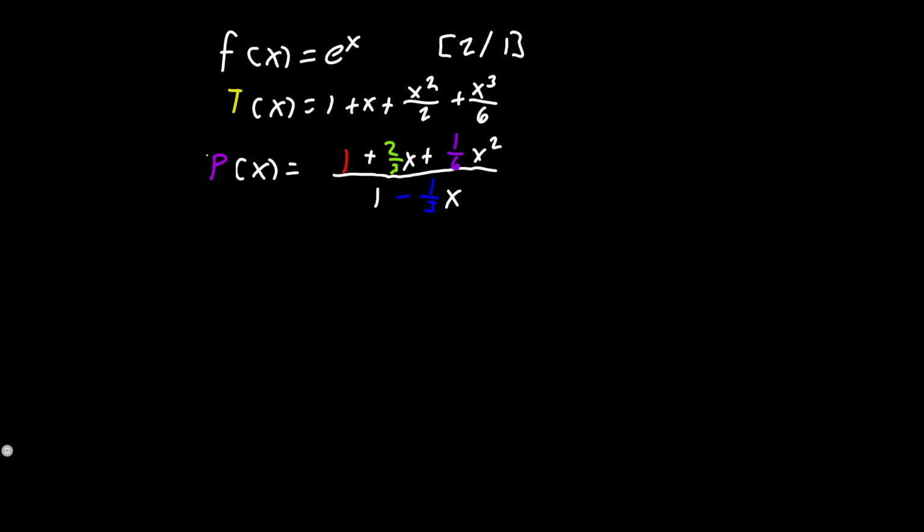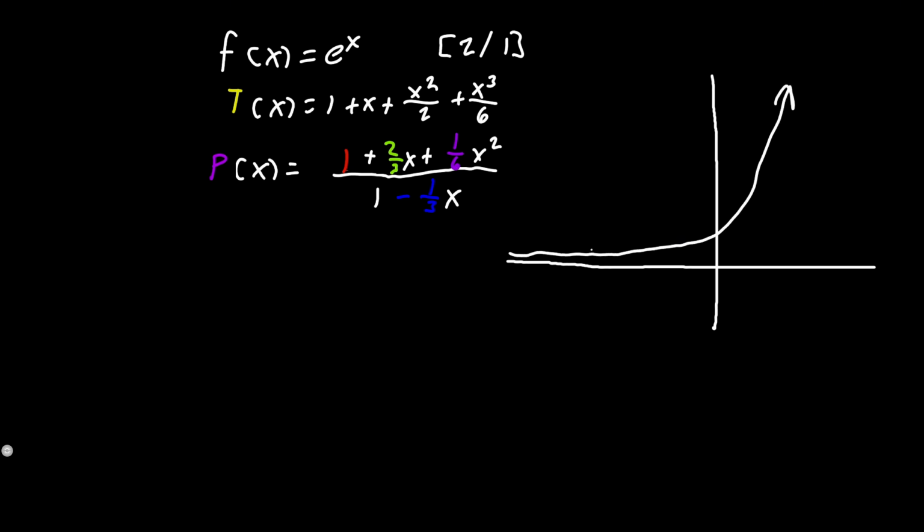So if we look at the graphs for e to the x, we know that it is going to look like this. And the Taylor series for that is going to look something like this. And it will overpower because of the x cubed. So it will basically be just under e to the x. So that is a rough sketch.